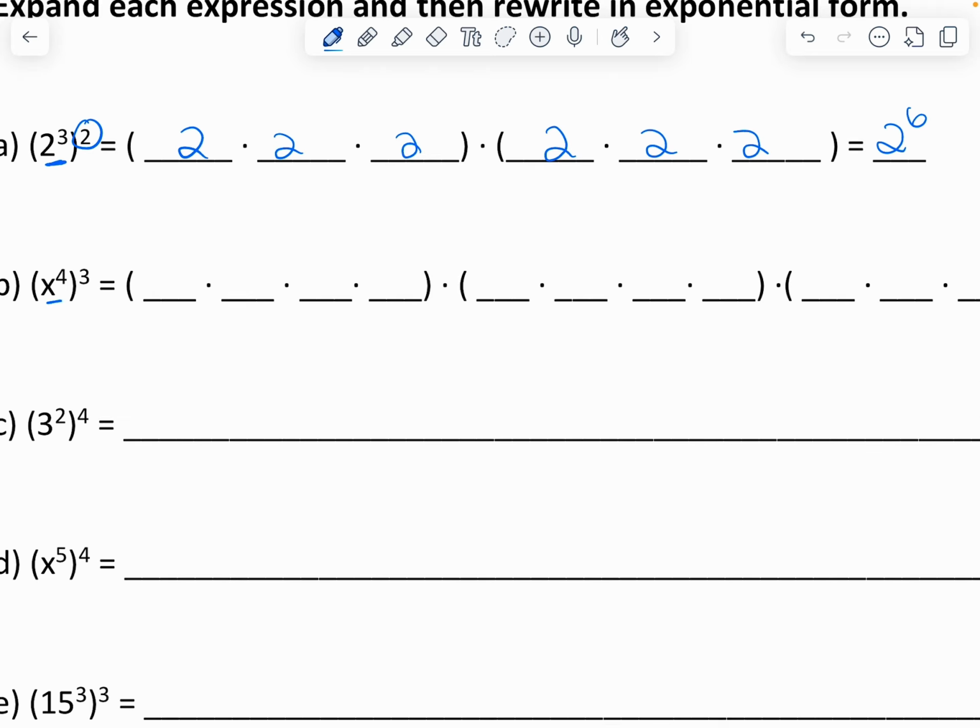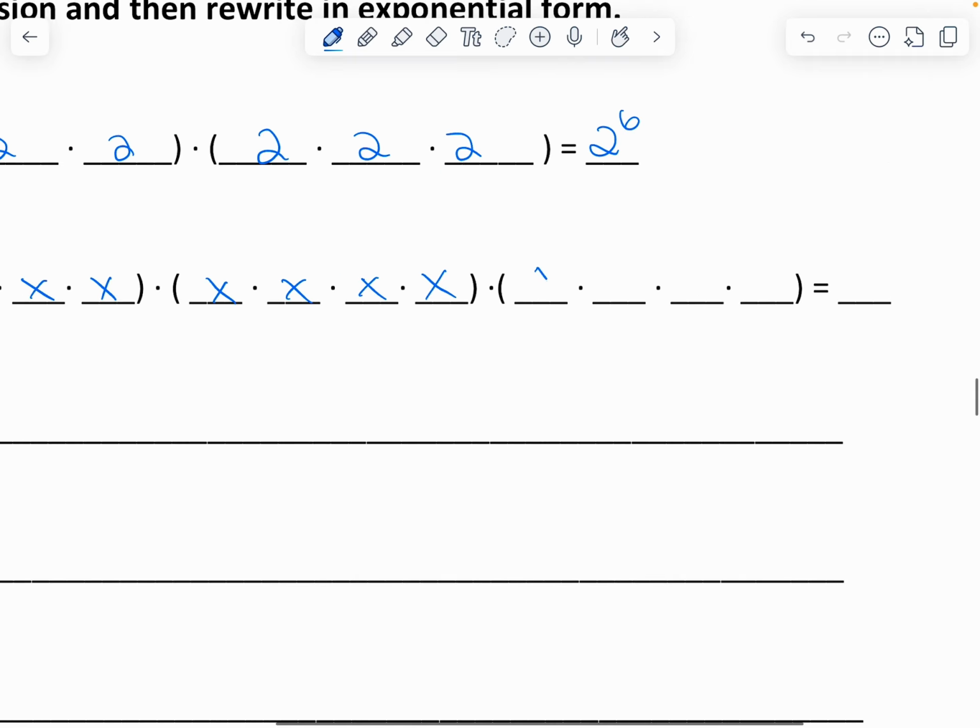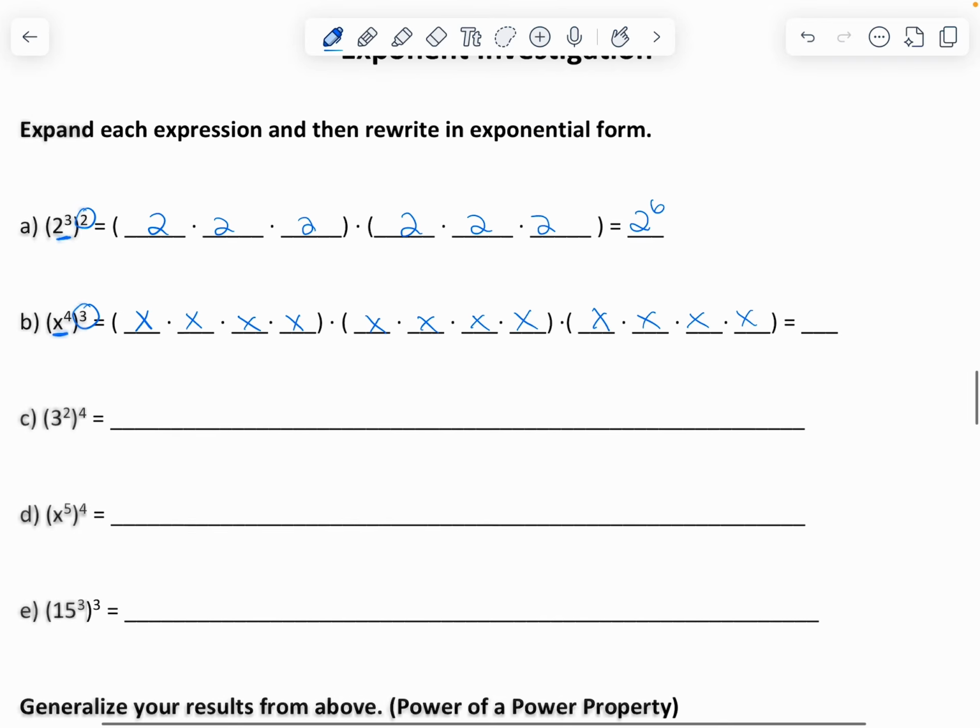Then this one on the inside says that I need to write this out 4 times: 1, 2, 3, 4. And we're going to do that 3 times. 1, 2, 3, 4. That's our second time. And then this is our third time. So how many total x's do we have? We have 12 x's.